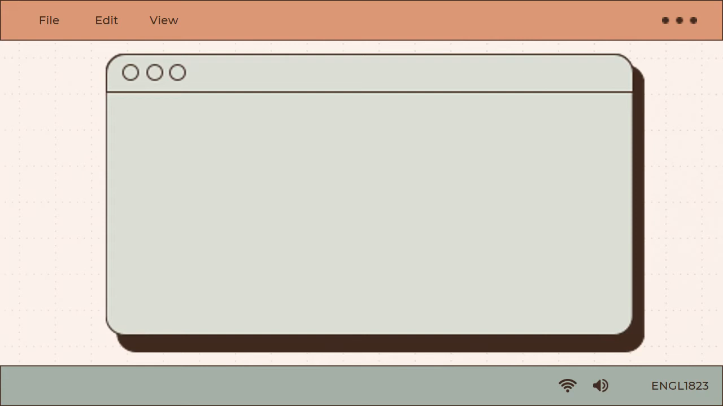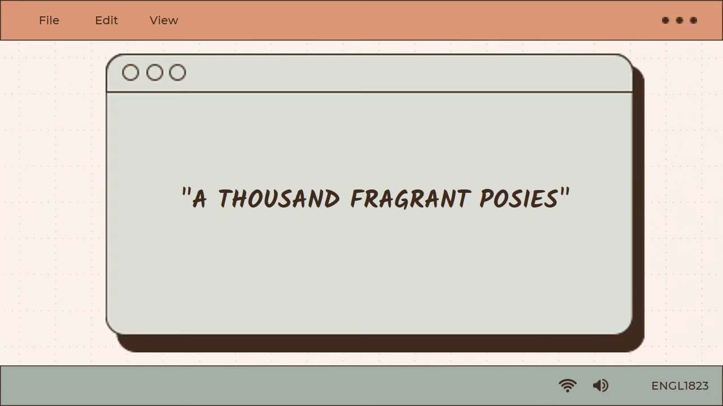But wait, there's more. Marlowe is also making a pun on the phrase "a thousand fragrant posies." Posy is a Renaissance-era word for bunches of flowers, but in Marlowe's day, it was also another name for poetry, or "posies." This double meaning allows line 10 to be read in several ways. The speaker is planting flower beds. The speaker is making beds out of roses and bunches of flowers. The speaker is making beds out of roses and poetry, or the speaker is making beds of roses and is also composing thousands of fragrant poems.